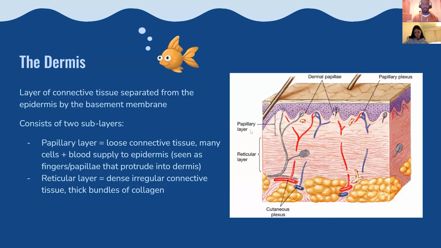We have the papillary layer, which is loose connective tissue, and that contains lots of cells, and has the blood supply to the epidermis, and you can see it here as little fingers or papillae, little protrusions or wave-like shapes that protrude into the dermis. So we have some nerves innervating sensory receptors, and also our blood supply as well, probably some lymphatics too. And under the papillary layer, we have the reticular layer, and that's dense, regular connective tissue with thick bundles of collagen, there for a bit of strength and rigidity.